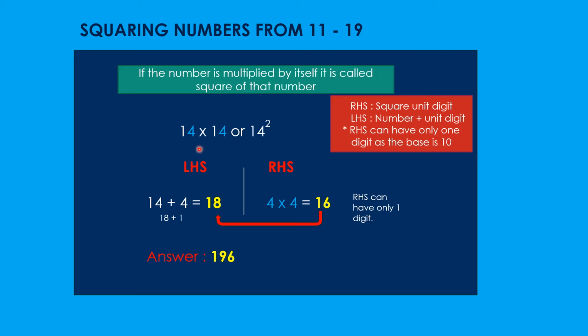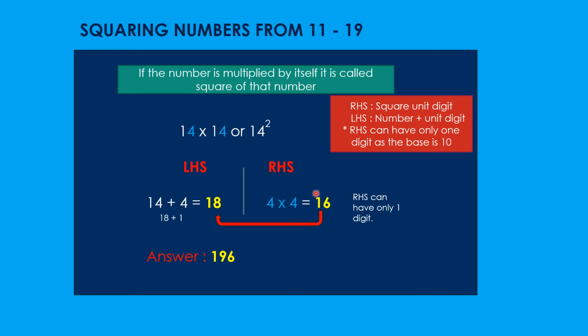Next example is 14 times 14 or 14 square. Again you get your answer in two parts, RHS and LHS. In LHS, you add the number and the digit at the unit place. The number is 14, and the digit at the unit place is 4. 14 plus 4 is 18. Now let's go to RHS. What do you do in RHS? You just square the unit digit. The unit digit is 4, so 4 times 4 is 16.